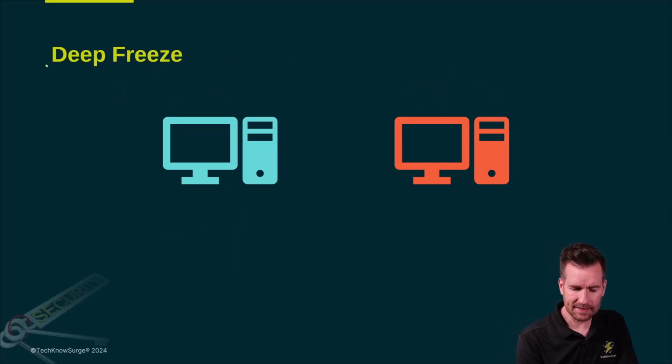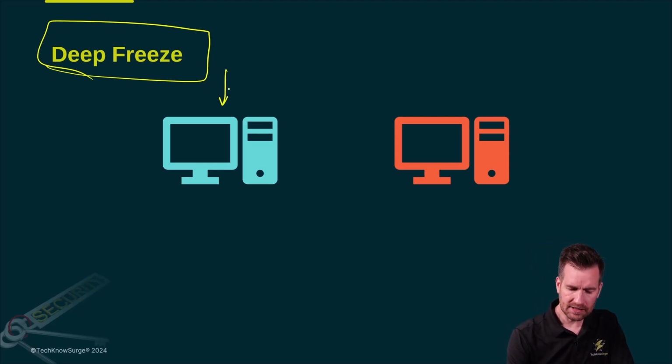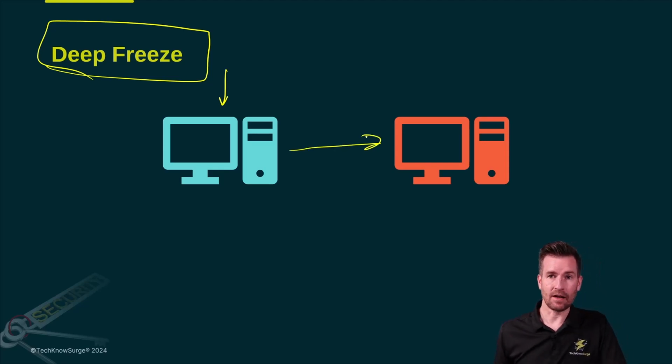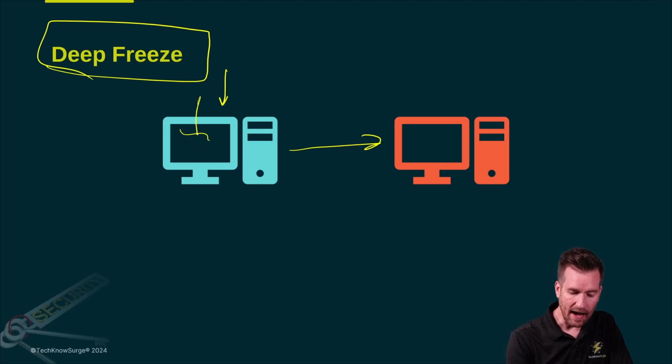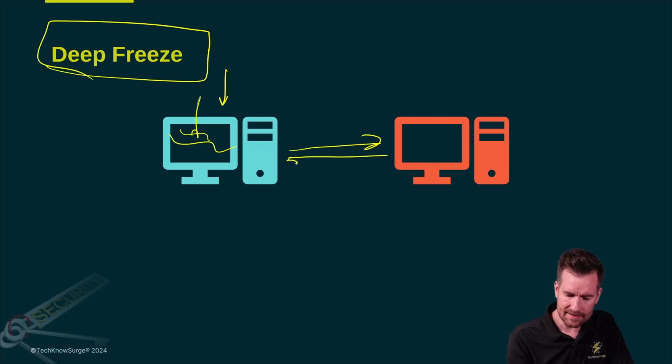We also have something called Deep Freeze. And so Deep Freeze is like disk cloning, except it happens on the individual machine. So the individual machine creates a clone of itself. And then what happens is that somebody can get on and do whatever they want to this machine right here. But as soon as they log off, then Deep Freeze returns it back to the original.